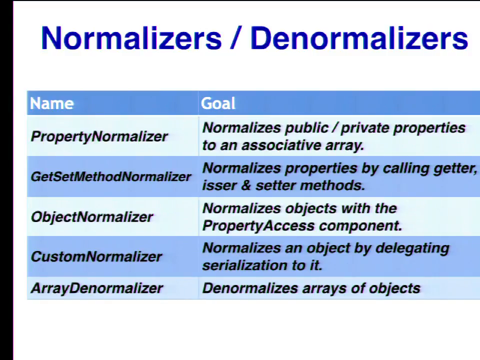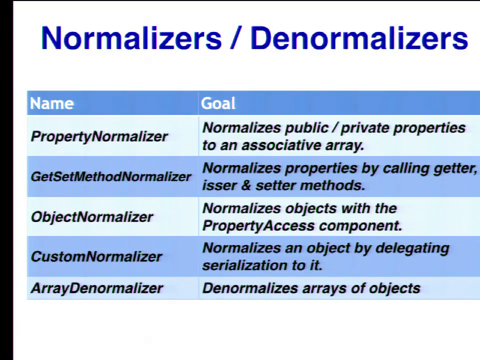In many cases, you get away with just using that simple property normalizer. The getSet method normalizer and the object normalizer are actually quite similar. The object normalizer is a little bit more fancy. It uses the property access component from Symfony to figure out if there is a method defined to get the data from the object or if it should use a property. And the getSet method normalizer has a little bit simpler logic in trying to figure out if there are methods to call rather than just directly taking the property values.